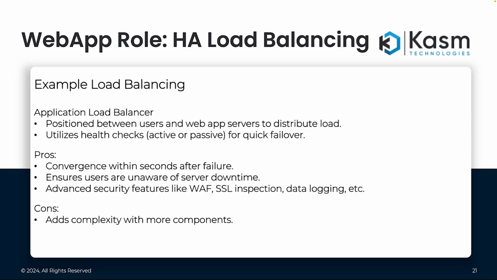So if we want to start talking about load balancing and what we could support, you can use an application load balancer positioned between the users and the web app servers to distribute load. It would utilize health checks, active or passive, for quick failover. Converges within seconds on failover. Users are pretty much unaware of the server downtime. It also would allow you to put in place things like a WAF, SSL inspection, data logging, any of those additional security requirements. The one con, of course, is it adds complexity as you need to have more components in place within that architecture in order to support this. But that's one way we could go about doing this.